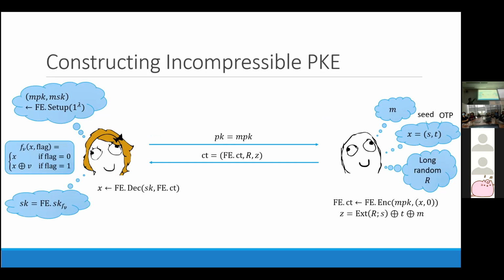Like this type of functions where it has a hard-coded value v in there. So it takes a flag. If the flag is 0, it gives you back the original message. If the flag is 1, it gives you an XOR of X and E. And we show that this specific type of functional encryption can be constructed using standard model behavior. This is a very restricted class of functional encryption.